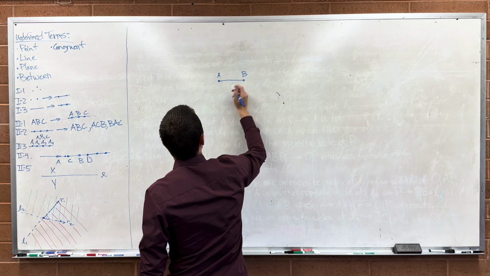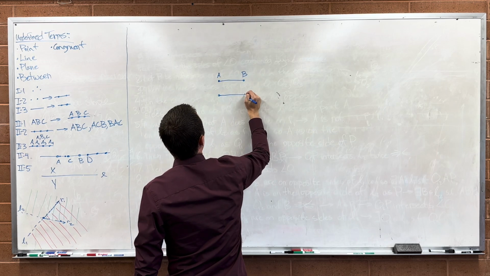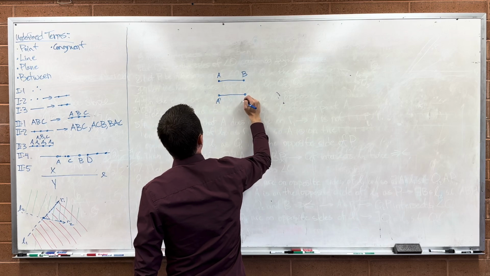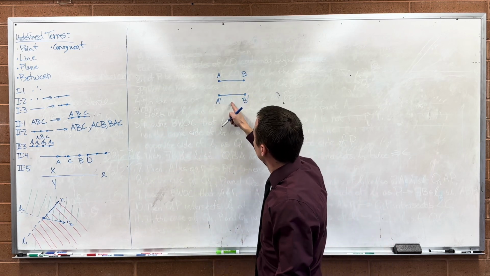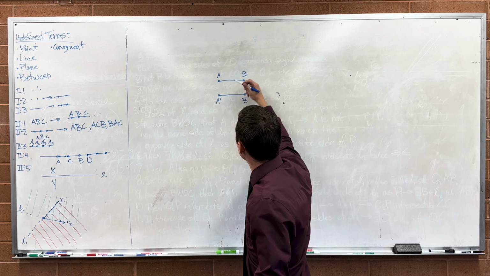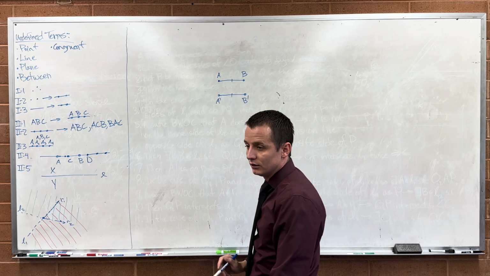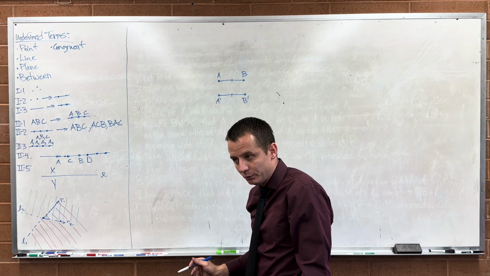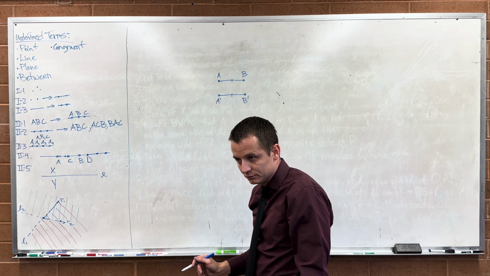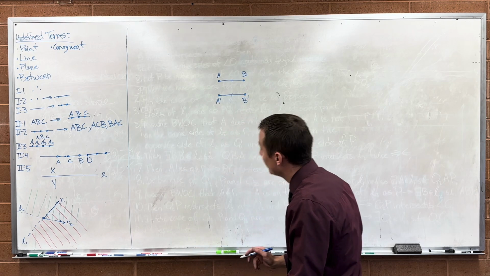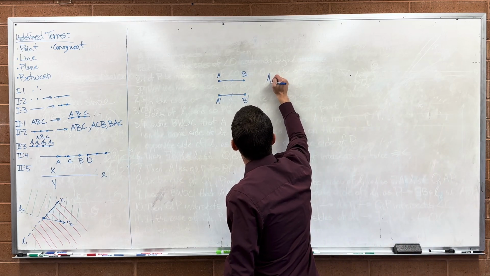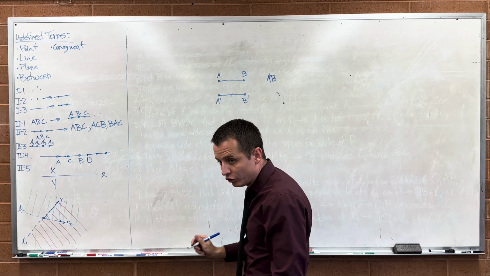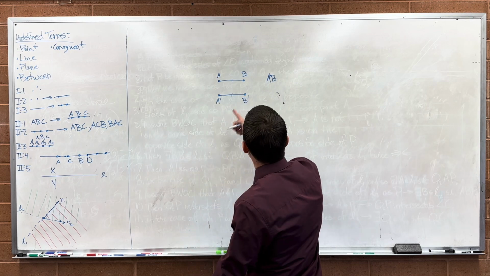So here's AB. Here's A prime, B prime. Intuitively, what it's going to mean for two segments to be congruent is they have the same length. That's intuitively what it's going to mean. Right. You with me? Yeah. Now, we don't want to confuse congruence with equality.